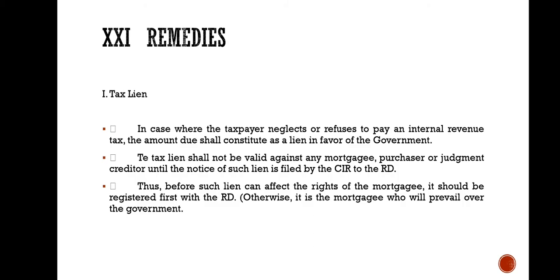Tax lien. So in case where the taxpayer neglects or refuses to pay an internal revenue tax, the amount due shall constitute a lien in favor of the government. The tax lien shall not be valid against any mortgagee, purchaser, or judgment creditor until the notice of such lien is filed by the CIR with the RD. Thus, before such lien can affect the rights of the mortgagee, it should be registered first with the RD. Otherwise, it is the mortgagee who will prevail over the government. Here, RD is Registry of Deeds.